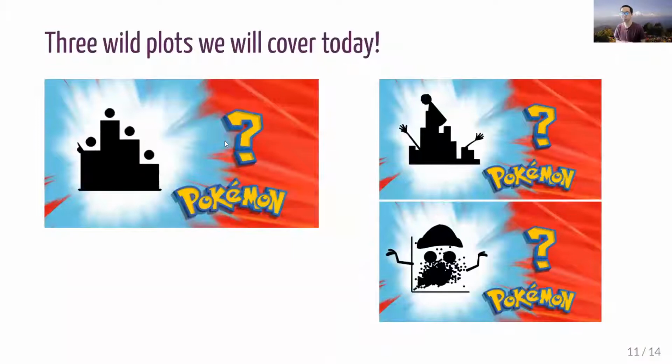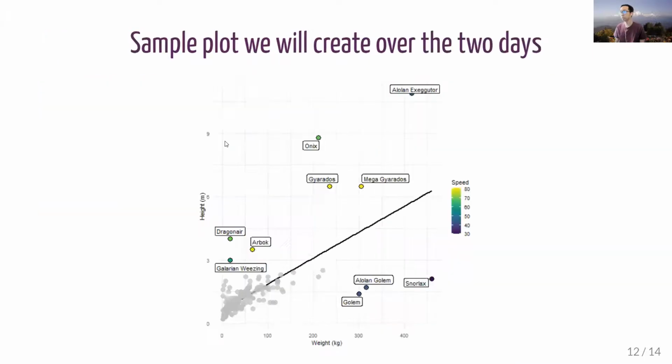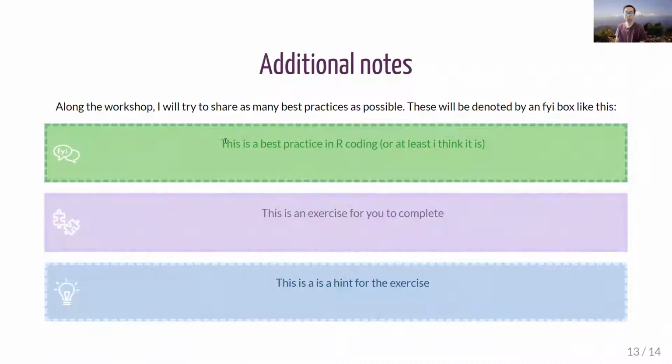Today we'll cover 3 mysterious plots here, 3 different types of Pokemon or plots. At the end, you will probably be able to make a plot like this, and we'll go through how we can do it step by step. Some additional notes: these are key points for you to take note of during the entire workshop. I have a best practice in R coding, or at least one I think it is, and also a puzzle, which is an exercise for you to complete. And last of all, a hint for you to use when you do this exercise.